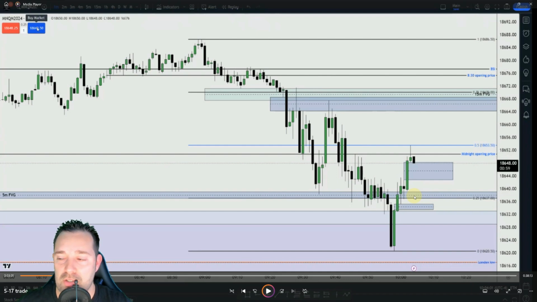This is entries with zones, with targets in mind. This is a strategy. Okay.